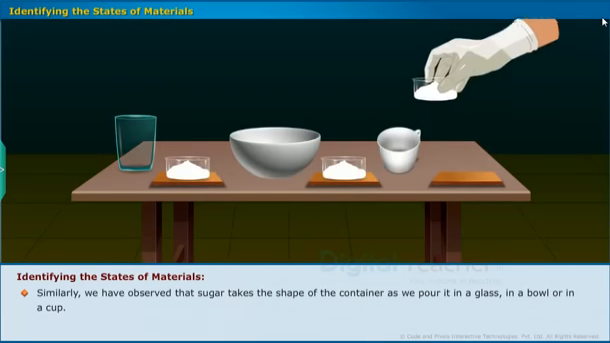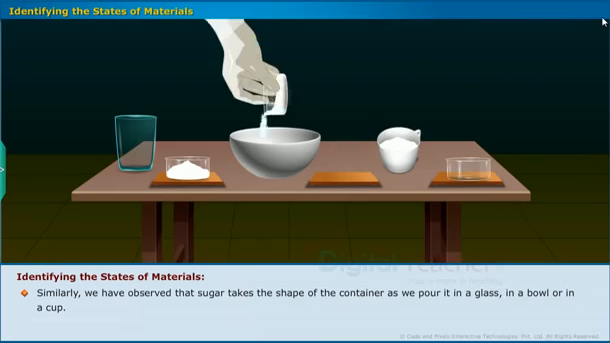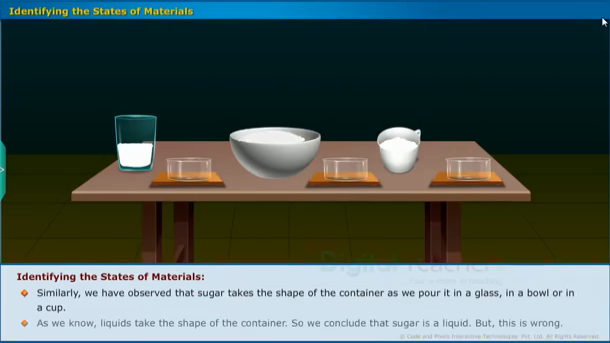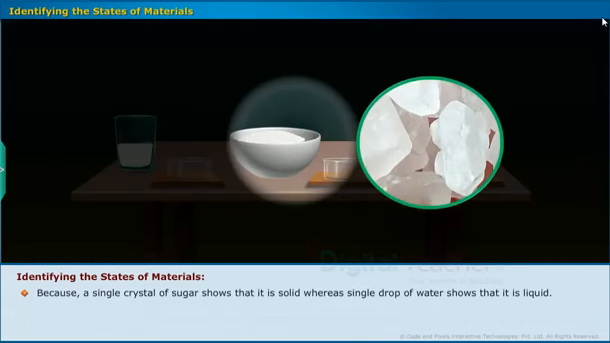Similarly, we have observed that sugar takes the shape of the container as we pour it in a glass, in a bowl, or in a cup. As we know, liquids take the shape of the container. So, we conclude that sugar is a liquid, but this is wrong. Because a single crystal of sugar shows that it is a solid, whereas a single drop of water shows that it is liquid. Hence, we can conclude that sugar is solid.